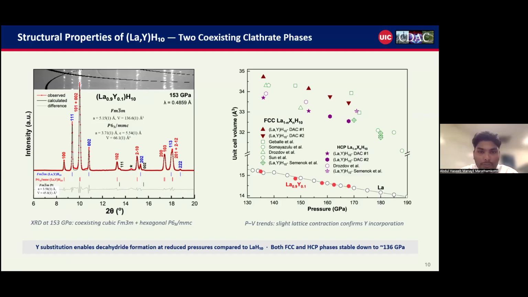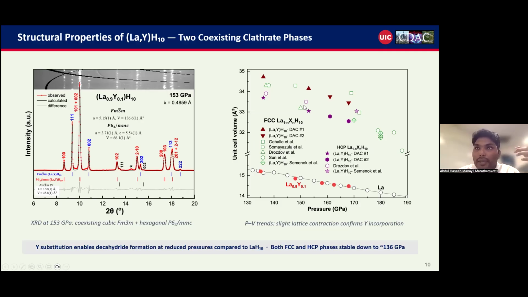66.1 cubic angstroms. Now here is a key structural evidence for yttrium incorporation. If we plot the unit cell volume against pressure, the PV curve on the right here, our LaH10 volume sits systematically below those of undoped LaH10 from the literature. That slight lattice contraction is exactly what you expect from roughly 10% substitution of the larger lanthanum atom with a smaller yttrium atom. And the stoichiometry analysis confirms approximately 10 hydrogen atoms per metal atom for both phases, consistent with the nominal composition. The second important finding from the structural data is phase stability.